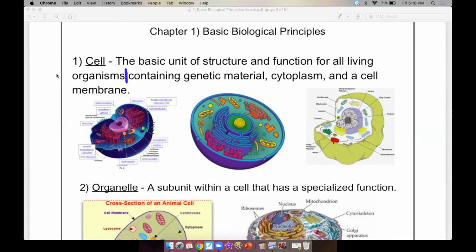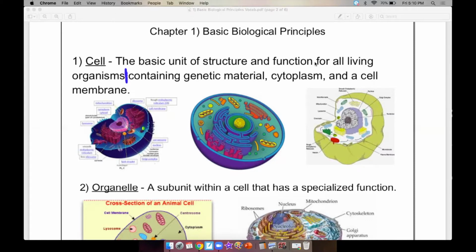A cell is the basic unit of structure and function for all living organisms. And then I put a stop here. All right, this is your keystone definition. They continue on with containing genetic material, cytoplasm, and a cell membrane. I think those details confuse you. So I'm putting a stop right here. A cell is the basic unit of structure and function for all living organisms.